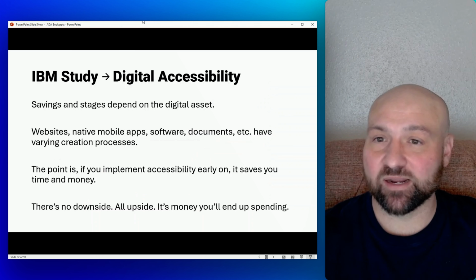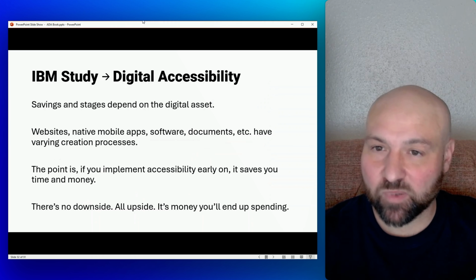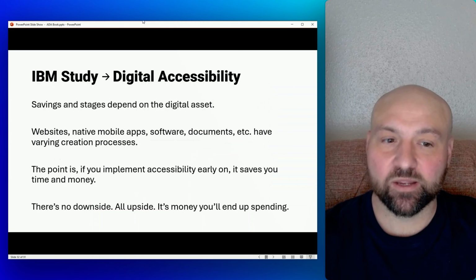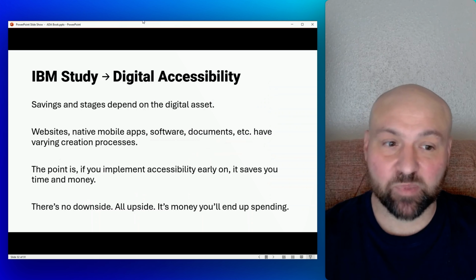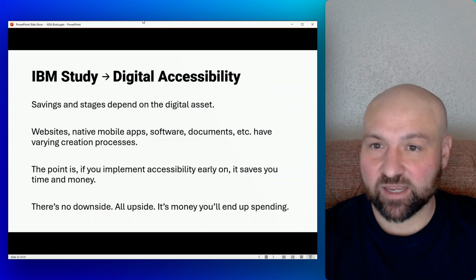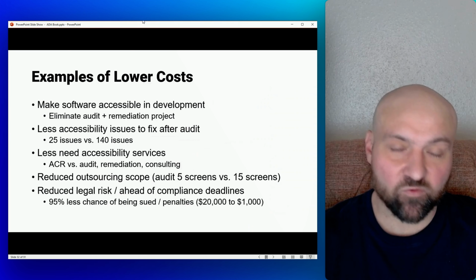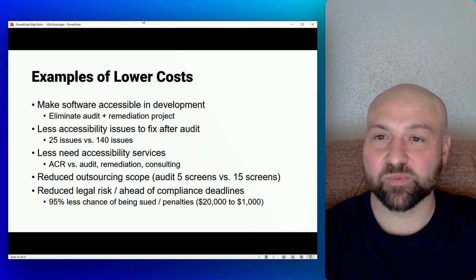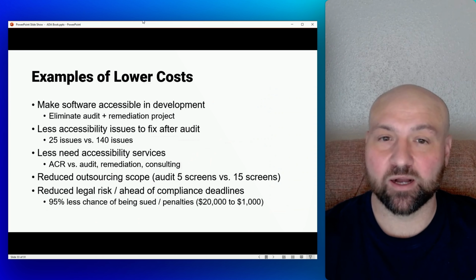There is no downside, it's all upside. This is going to end up being required. So it's money that you'll end up spending anyway. So if you just get it taken care of, you can save money over and over again. So let's go over some examples of how you will lower your costs.